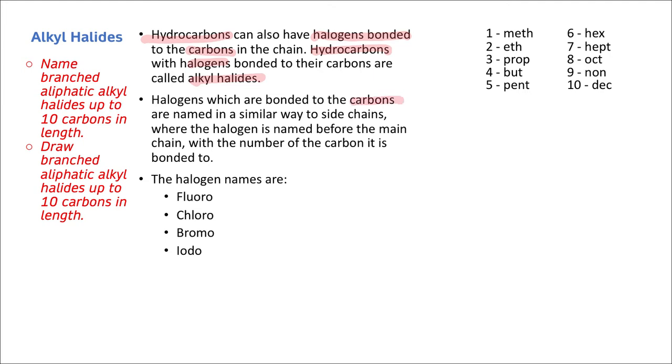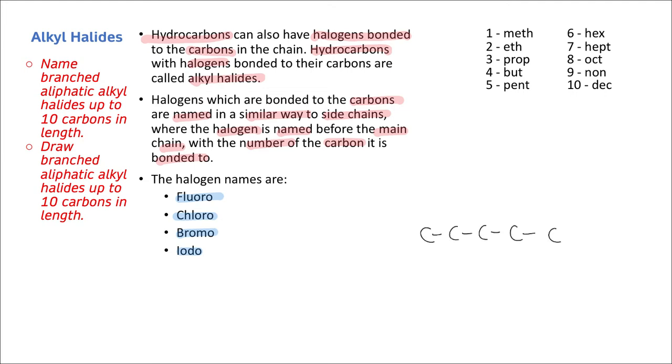Halogens bonded to the carbons are named in similar ways to side chains, where the halogen is named before the main chain, with a number saying which carbon it is bonded to. The halogens we're going to name are fluoro, chloro, bromo, and iodo, for fluorine, chlorine, bromine, and iodine. So let's give it a go and try to draw one out.